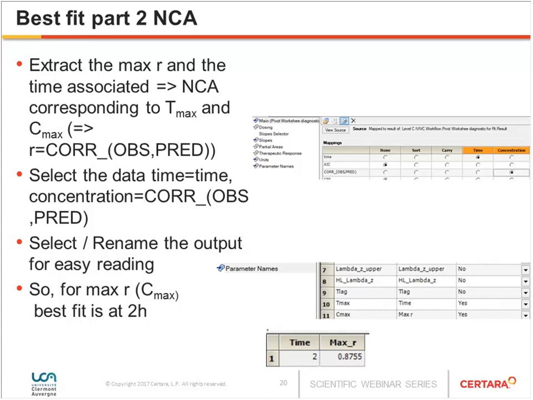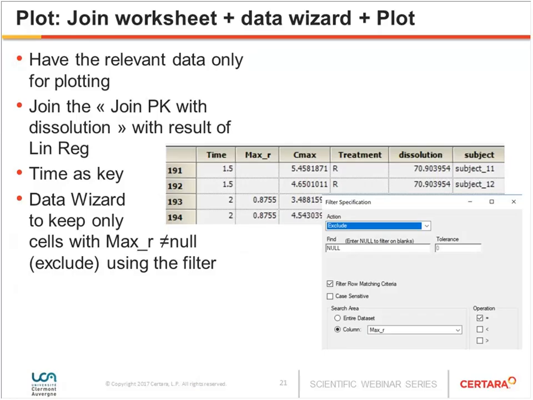So for the Cmax, you know that the best time to have a linear relationship is 2 hours, and that the coefficient of correlation is 0.8755. When you have now the time and the maximum coefficient of correlation, you have to extract all the other data which are of importance. That means you are going to extract, in this case, all the data with the Cmax and dissolution, and you will have also to extract the slope and the intercept.